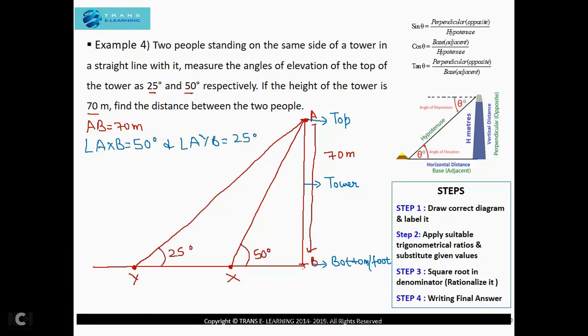In this question, we need to find the distance between two people. That means we need to find this distance XY. So in order to solve for XY, I would be considering two triangles, that is ABX. Using this triangle, I will find the value of BX, and then I would be using the bigger triangle ABY. Using this, I will find the value of BY. So on subtracting BX from BY, I will get XY. So this is the technique I'm going to use. So let's start solving it.